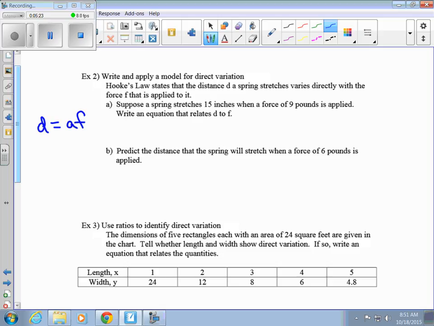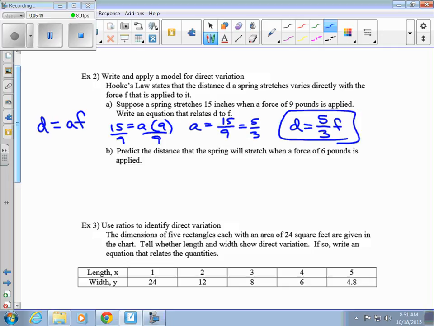So write an equation that relates D to F. So again, we're going to put our 15 equals A times the 9, divide by the 9, and A is going to be 15 ninths. Well, we can reduce that, divide them both by 3, so we're going to get 5/3. And so our equation is going to be D equals 5/3 F. And so there is the direct variation equation for this situation.